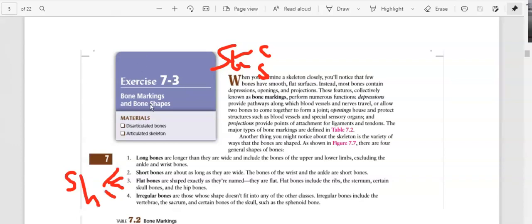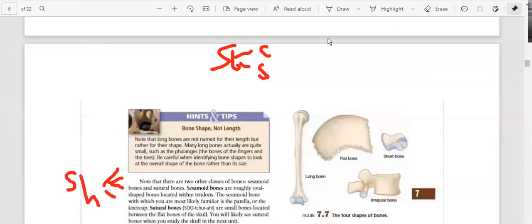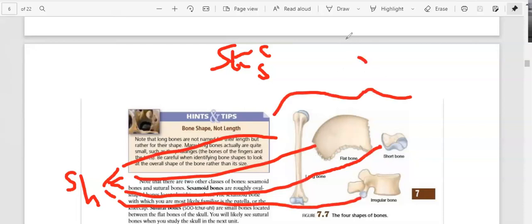So then if we scroll down right here, we have the examples of these different bones. You can see right there, this is going to be a long bone. It's going to be a flat bone. This is going to be a short bone. And this one is an irregular bone right there. So this is a classification of the bones based on the shape.